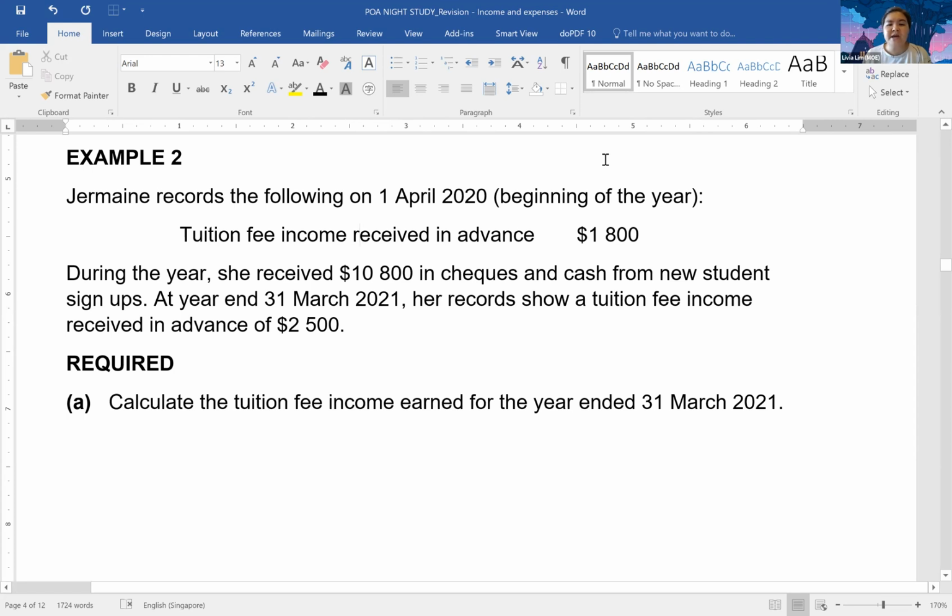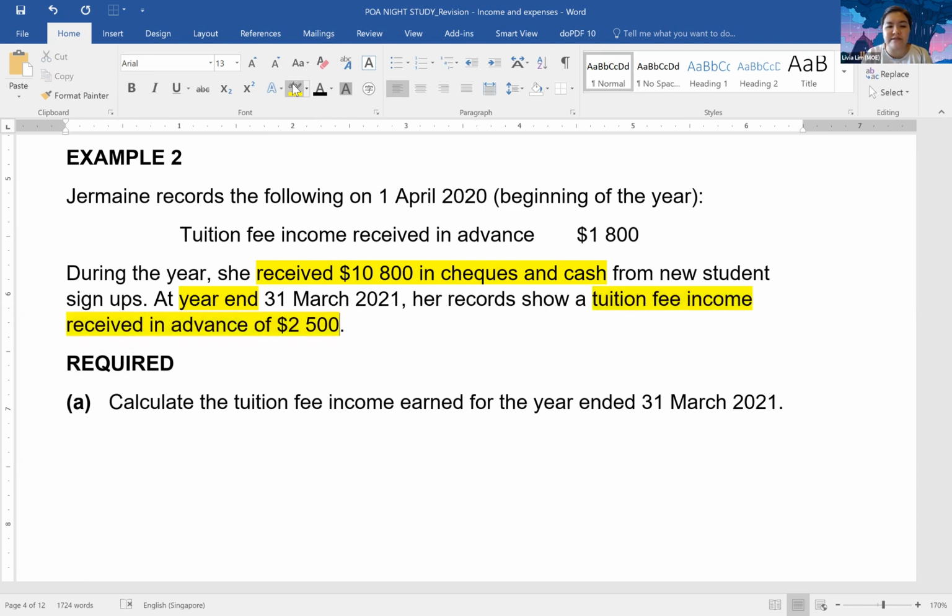Tuition fee income received in advance. All right, tuition fee income at the beginning of the year, that last year she collected all this money from her students. You need to think to yourself, has she earned the income yet? All right, last year she never earned the income. So when is she going to earn the income? She's going to earn the income this year, right? Yes, this year. So during the year, she received $10,800 in cash and check from new students. All right. At the end of the year, her records show a tuition fee income received in advance of $2,500.